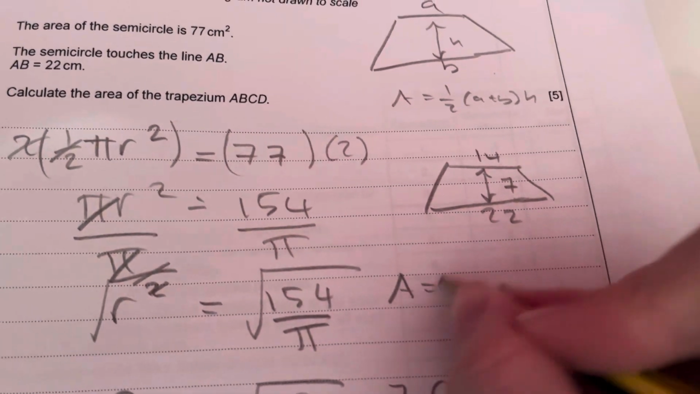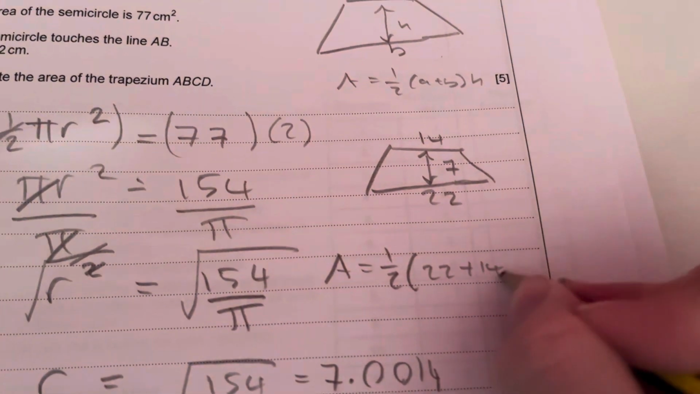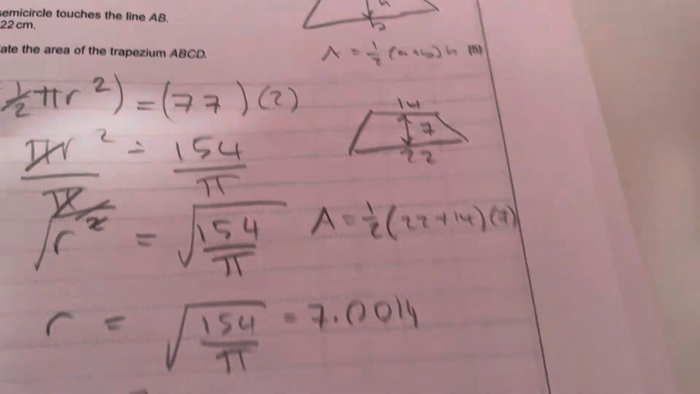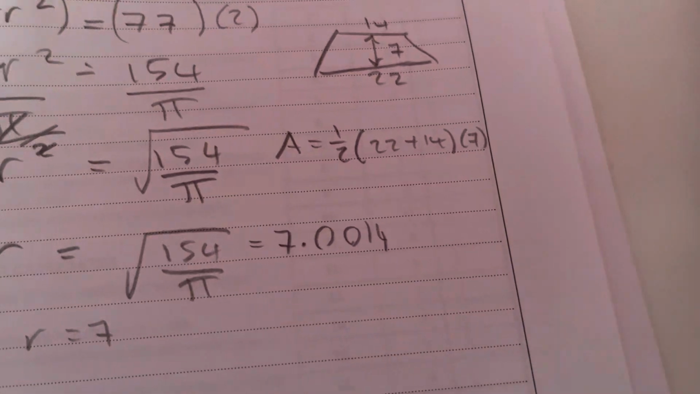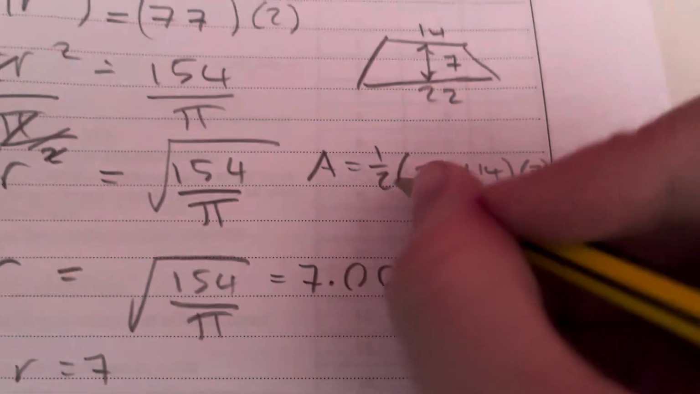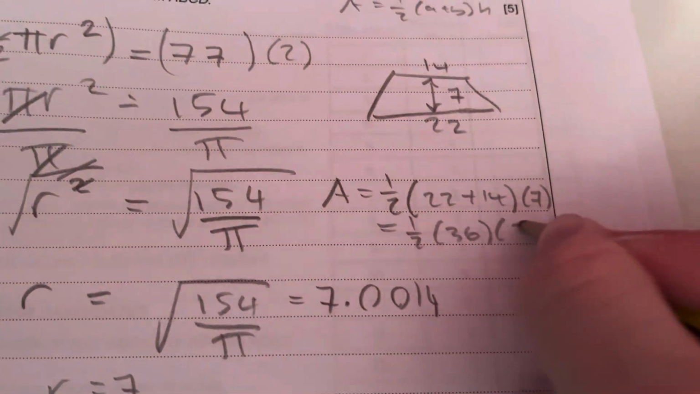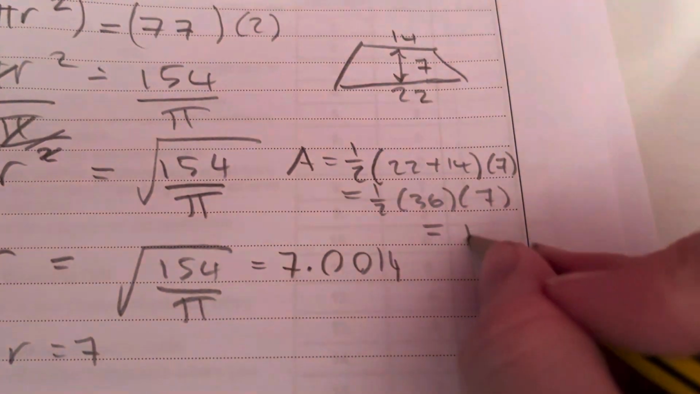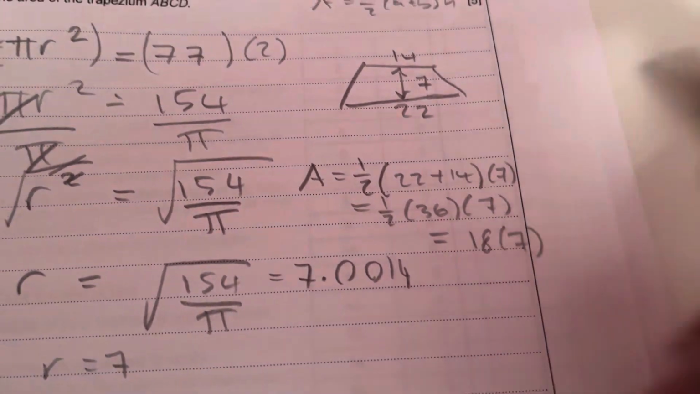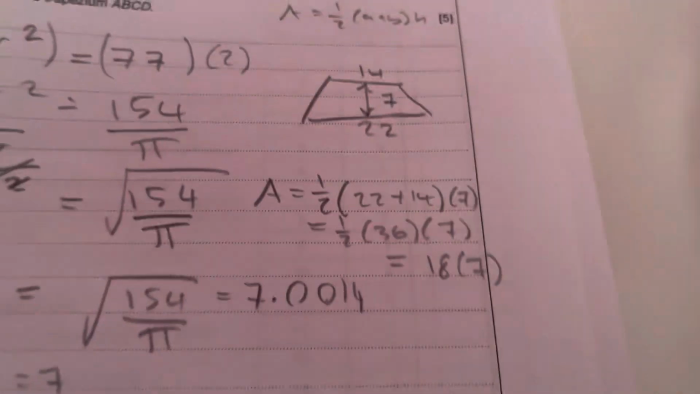So the area is equal to 1/2 (22 plus 14) times by 7. So let's do this. So 22 plus 14, that is 36. So this is equal to 1/2 of 36 times by 7. So this is equal to 1/2 of 36, which is 18 times by 7. And then 18 times by 7 is 126.